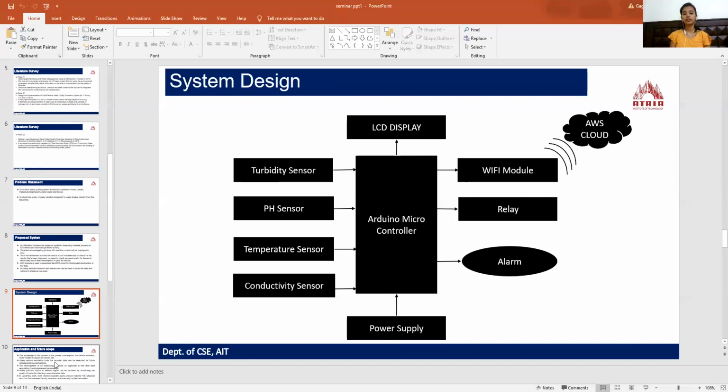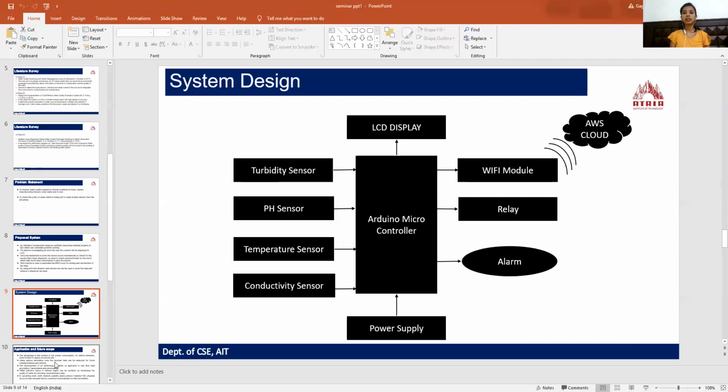The turbidity sensor checks the transparency of the water. The turbidity sensor is used to check the transparency of water. The pH sensor is used to check the alkalinity of the water, and it also determines the pH level. The temperature sensor is used to determine the temperature of the water, whether it is cold, hot or normal. The conductivity sensor is used to know the chemical solvent or the chemical solution in the water. These are the different sensors used in this process and their functions.